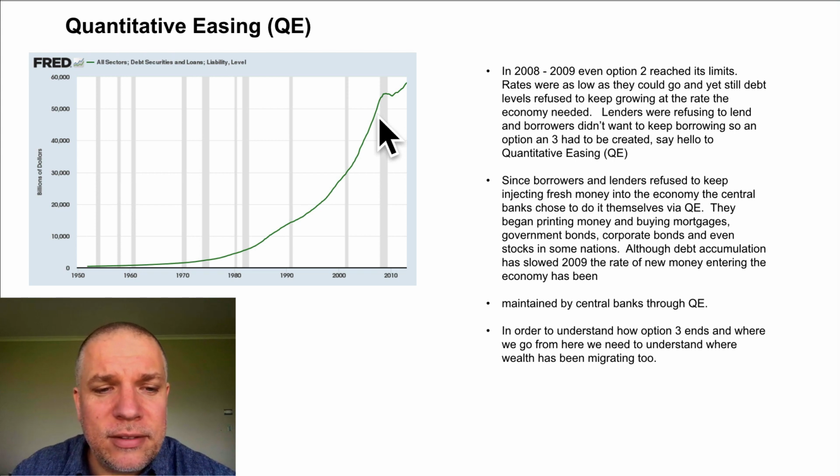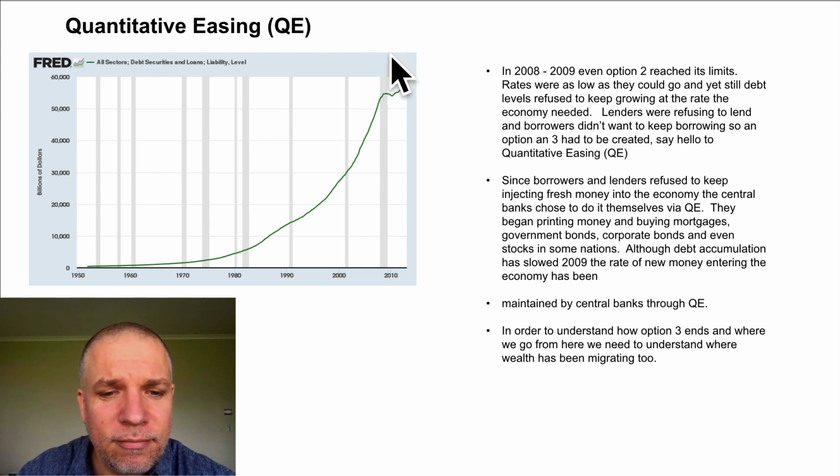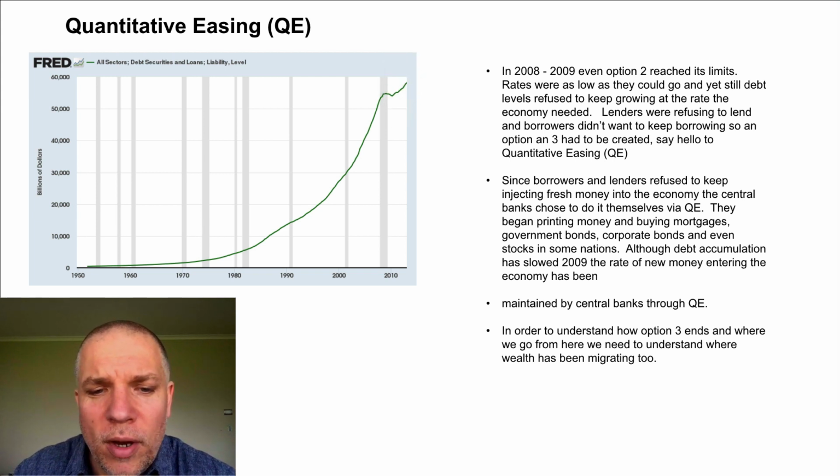So that was what saved the day, really. I mean, arguably it just kicked the can down the road and delayed the inevitable, but it did mean that although this chart shows debt levelling off, they were effectively able to keep injecting money into the economy through this QE, so effectively carrying this trajectory going. So in order to understand how option 3 ends and where we're going to go into this next phase, we really need to understand what's going on with wealth. So let's move on.